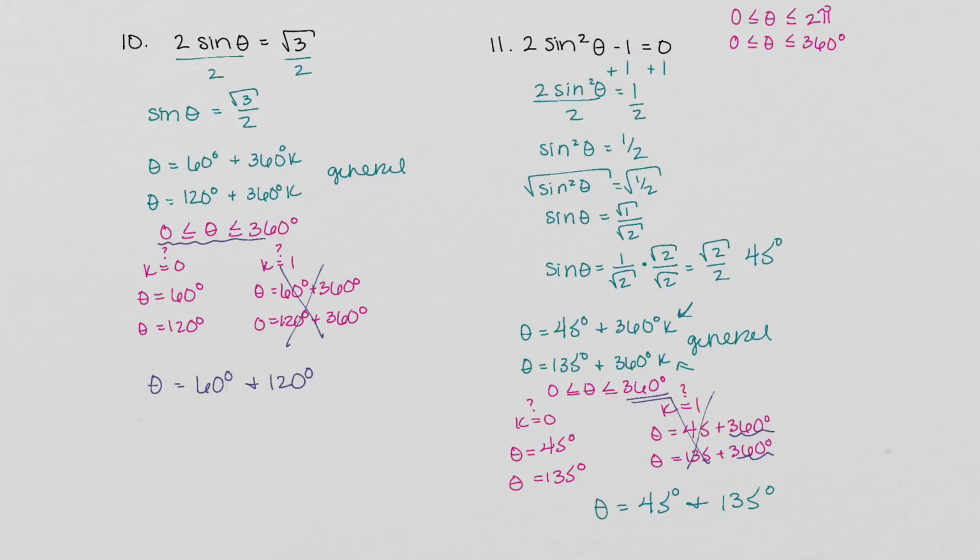And remember, they gave us this interval 0 to 360 for all the problems, 10 through 15. And so we used it for 10 and 11. We're going to use it for the rest of the problems in this section on solving trig equations.